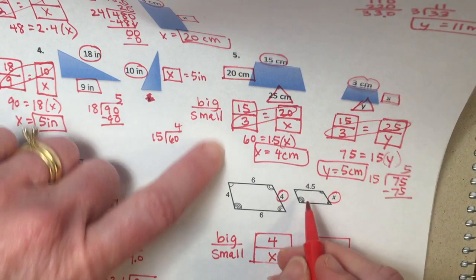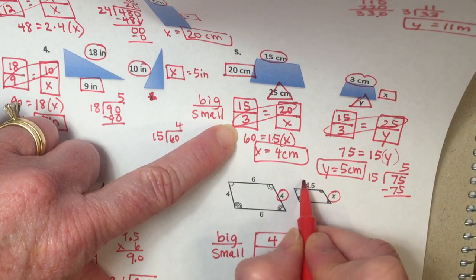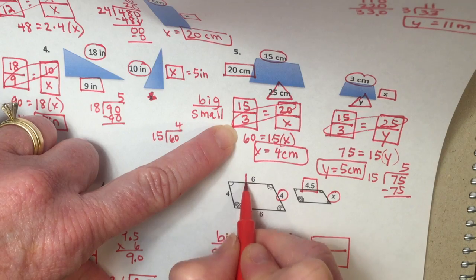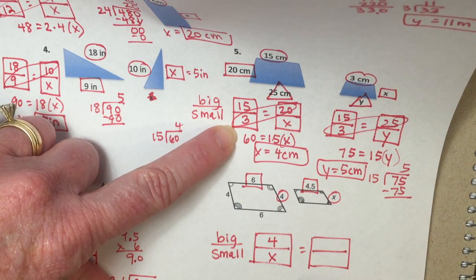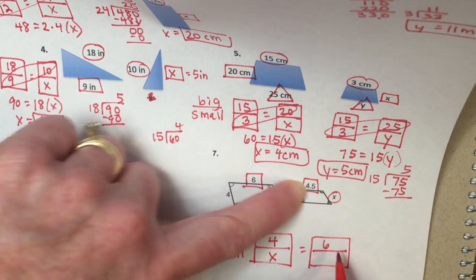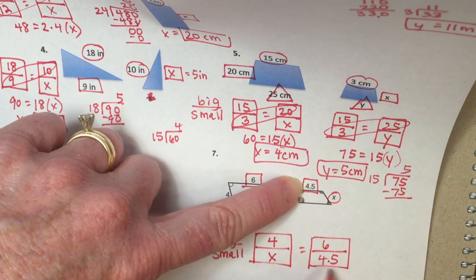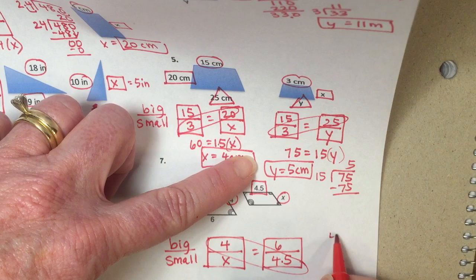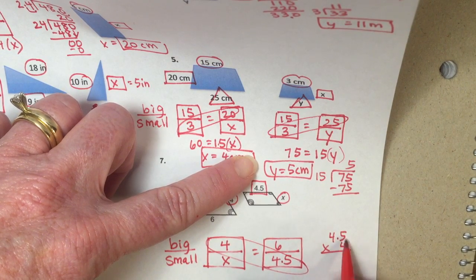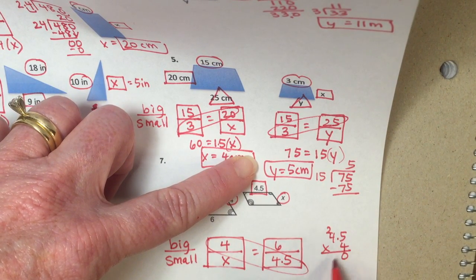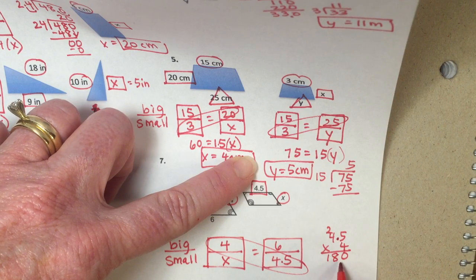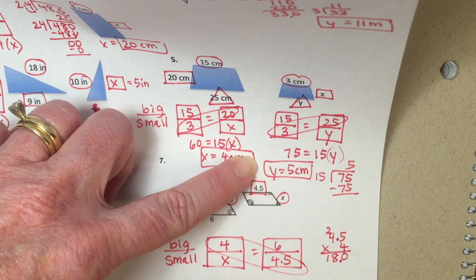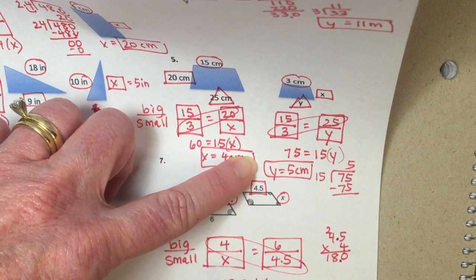All right, then I need to pick the side that corresponds here. So 4.5 would correspond with the 6 here, so those are the two I'm going to use. So in the big, that was a 6, and the small, that's a 4.5. Okay, so start by multiplying diagonally. 4.5 times 4, that's 20, carry your 2. 4 times 4 is 16, plus 2 is 18. 1 decimal here, so 1 decimal here. So 18 equals 6 times x.